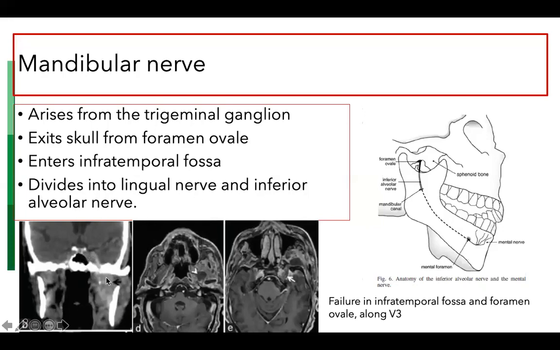So if we see this patient whose failure we have tracked, cavernous sinus, exiting through the foramen ovale, and then coming medially along the mandible.